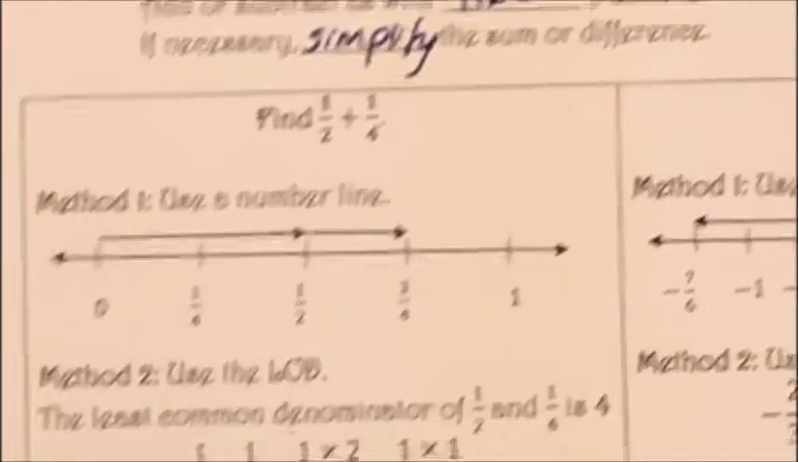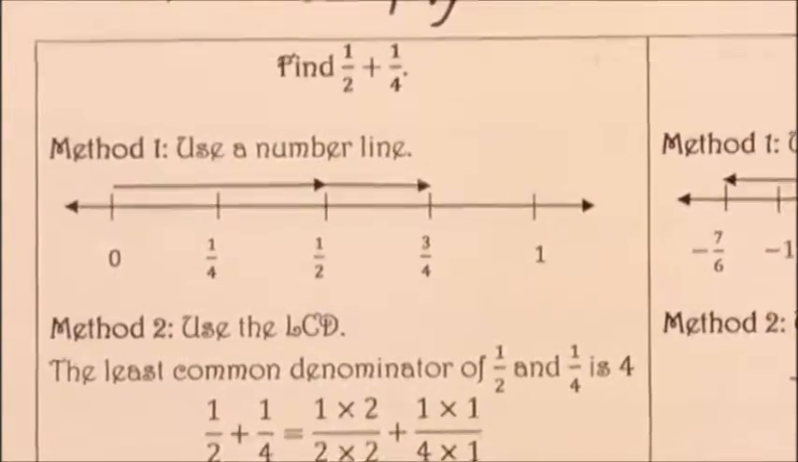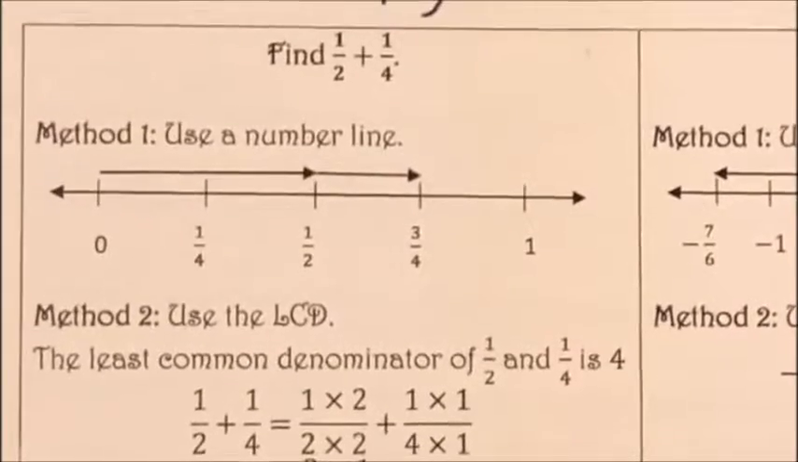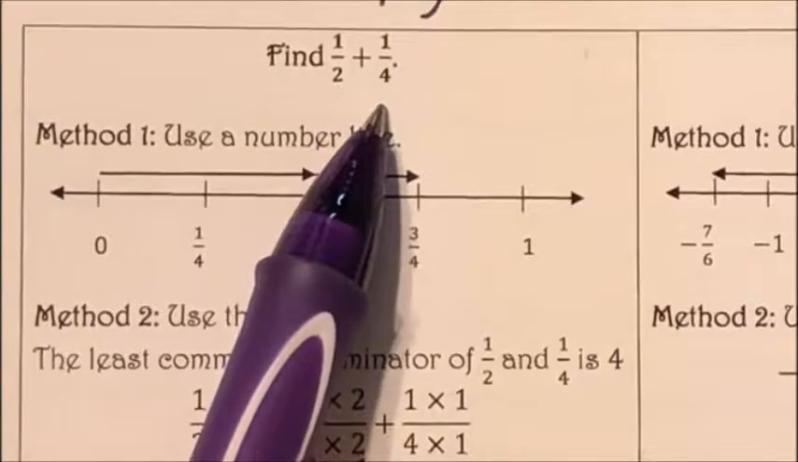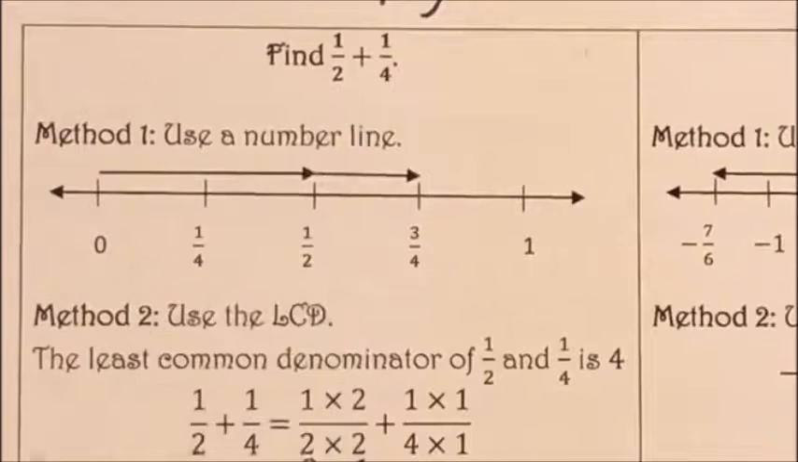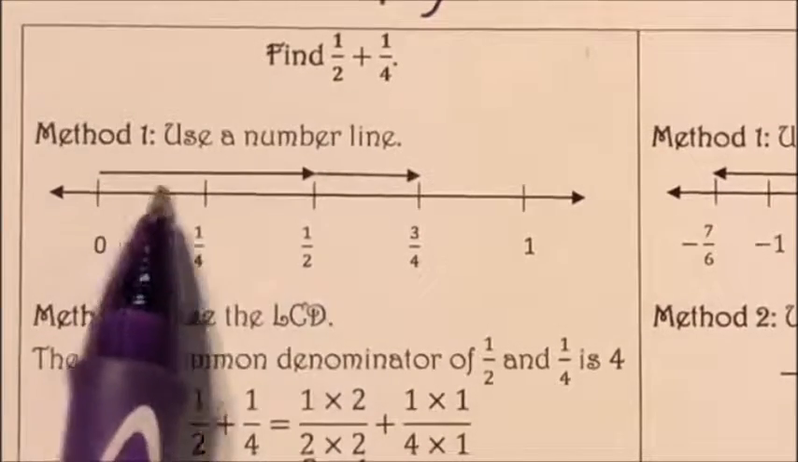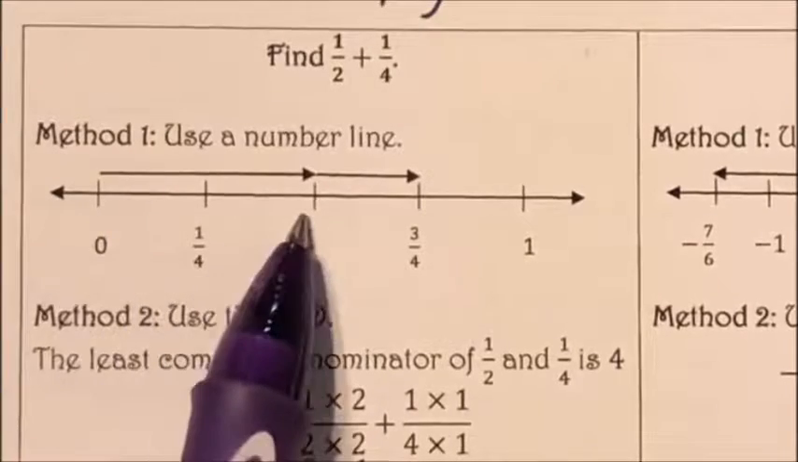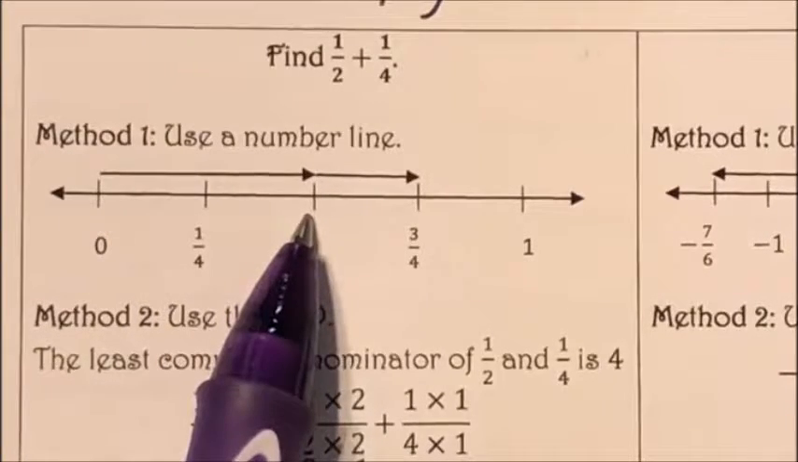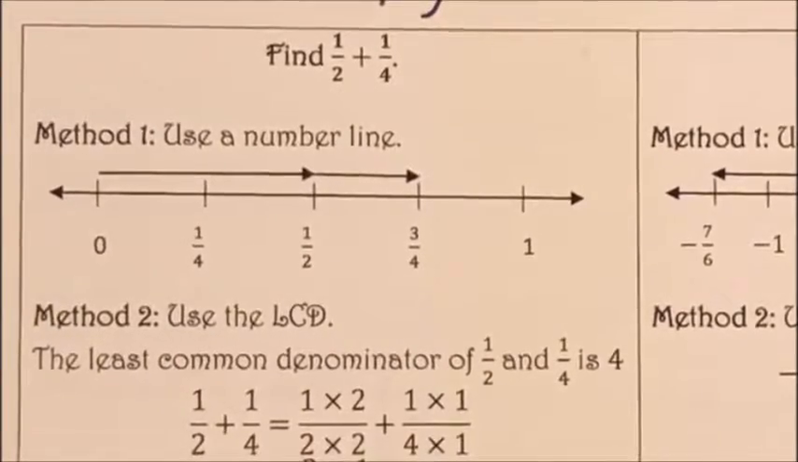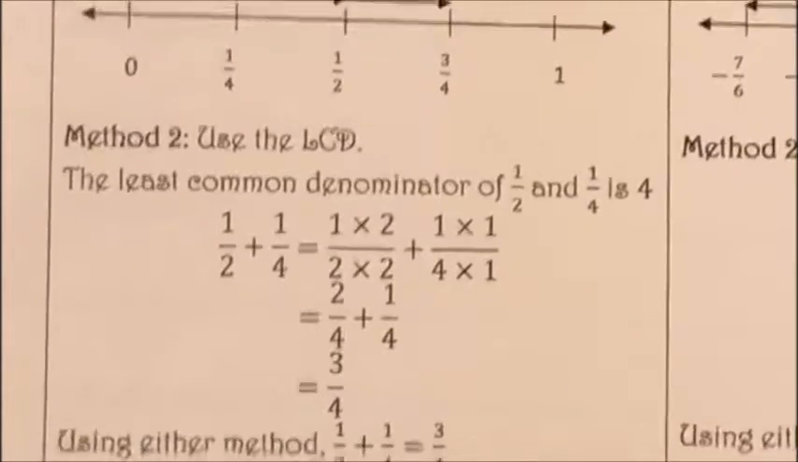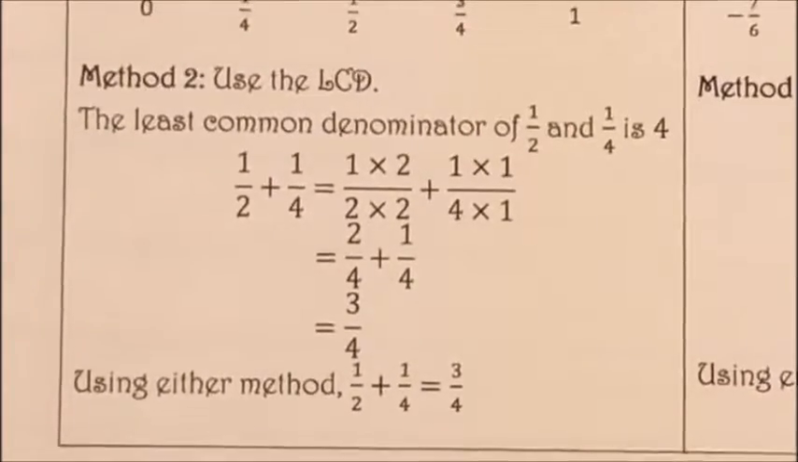So I can use two different methods. I can either use a number line or I can use the LCD. So I want to find 1/2 plus 1/4. Notice that 2 and 4 are not like fractions, different denominators. So I need to change one or both so they have a common denominator. So method 1, I can use the number line. So I have 1/2 plus 1/4. Okay, so I can just simply draw it on the number line. The other method, which is the method I recommend using, is using the LCD.